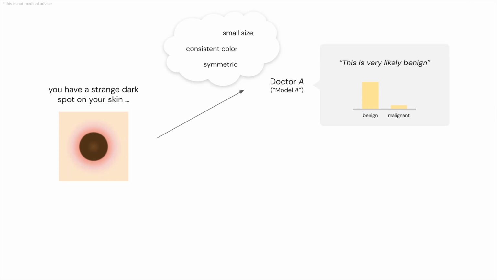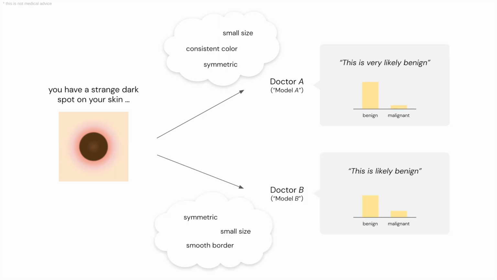And you don't really trust them. You want to hear a second opinion. So you go to a second doctor, and they are maybe less sure about the result, but they also say this is likely benign. And they may have a different mental model that somehow overlaps, but is slightly different. For example, they might not care about the color as much, but are rather interested in it having a smooth border as a relevant criterion.